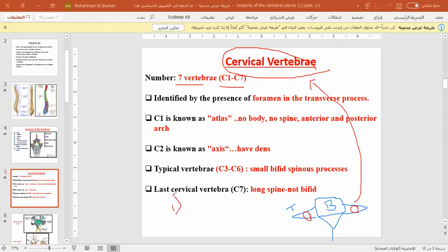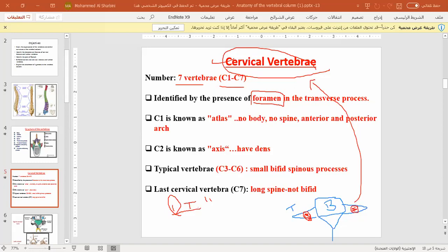Number 1, look at the transverse process to identify the foramen in the transverse process. If this foramen is present, this vertebra is cervical. If not present, maybe thoracic or lumbar. This is number 1. Fine. I found here a transverse process foramen, or foramen transversarium.